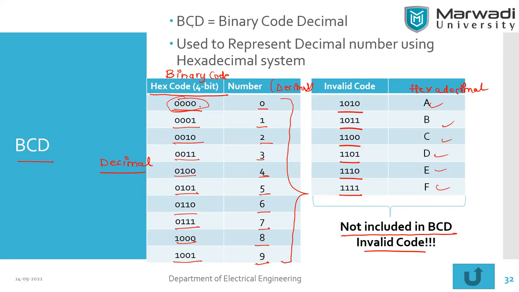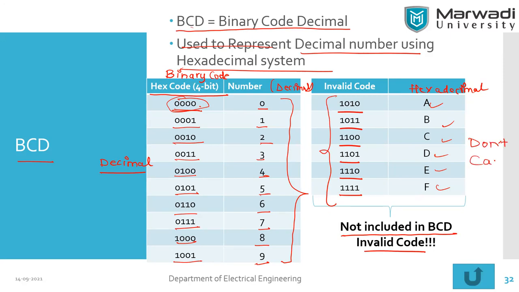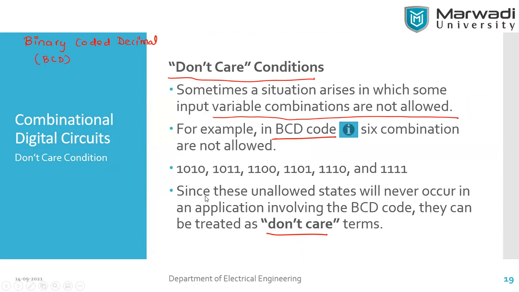BCD, again, I'm telling you, is a binary coded decimal, and it is used to represent the decimal numbers using the binary system. So I hope you got the point, right? We can consider these invalid codes as don't care conditions. That means if they exist, it should not make any difference in the circuit, right?